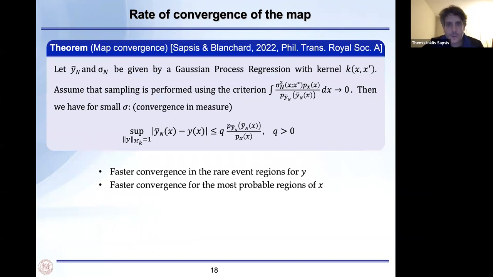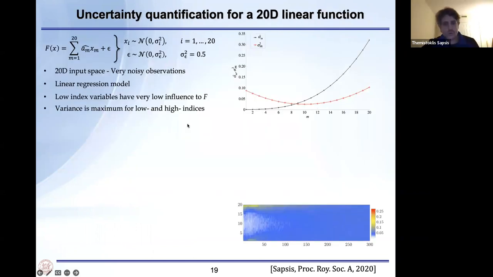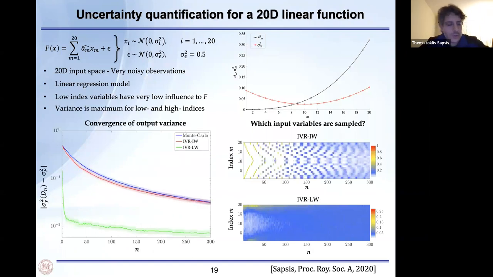There is a similar result for the convergence of the MAP. I don't want to spend a lot of time on this. I want to jump into some examples and some applications. So I will start with the UQ of a 20-dimensional linear function. This is the linear function, the simplest possible example, but it's 20-dimensional. The coefficients of the linear function, a hat, are shown here. It's the black curve with respect to the index. So you see that low index inputs basically have no influence on the output.